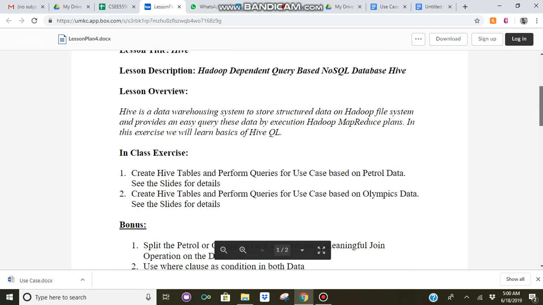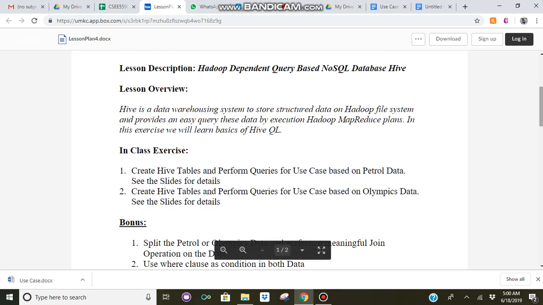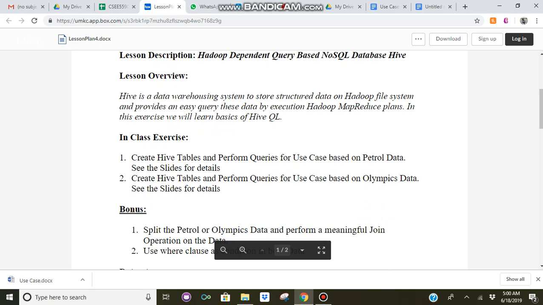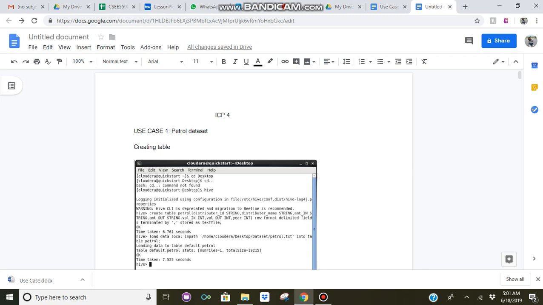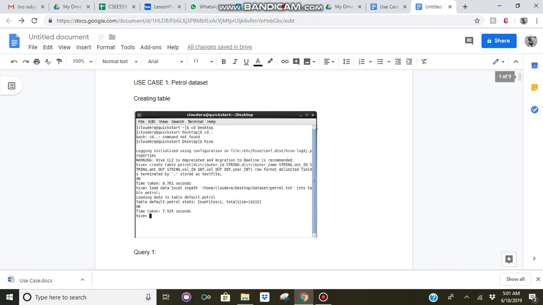In ICP4, we are using Hive tables to perform queries, some queries using two datasets, the petrol dataset and the Olympics dataset. So first, in the petrol dataset, we are creating a table using Hive commands and then loading the data.